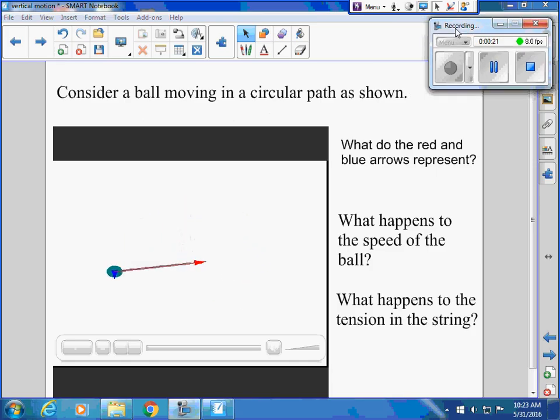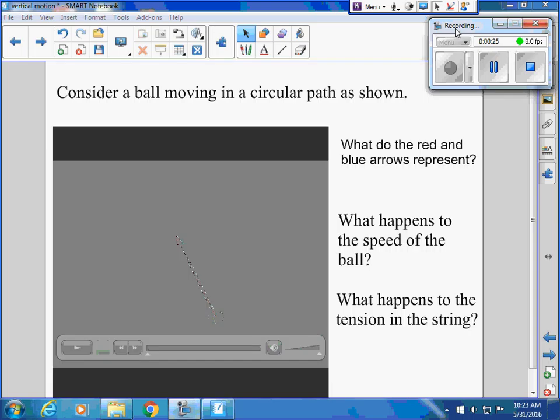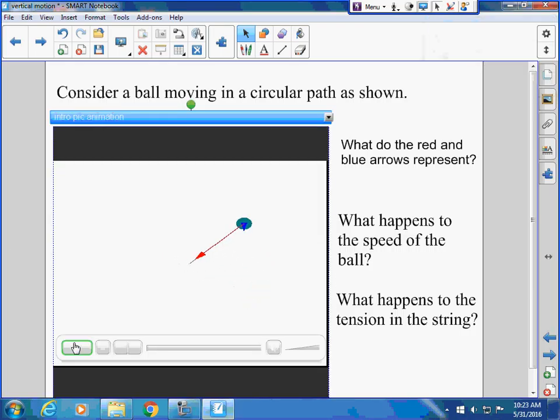You do have the sample question there, and number 3 that we're going to do at the end. I'm going to do the theory right here. So consider a ball moving in a circular path as shown. Okay. So we got this green ball. It's going around in a circle here.